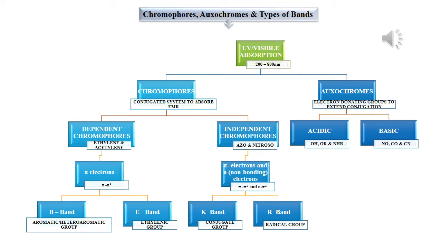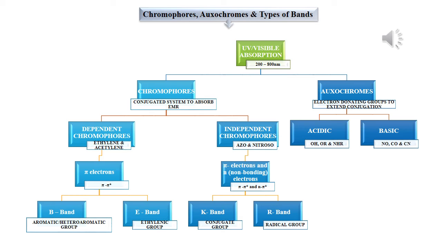Now we'll see what type of electrons they have and what the electronic transitions are. Dependent chromophores have pi electrons and the transition is pi to pi star, whereas independent chromophores have pi electrons and non-bonding electrons both. So the transitions are pi to pi star and n to pi star. And what bands appear due to these transitions in the UV visible range? B band, E band, K band and R band.